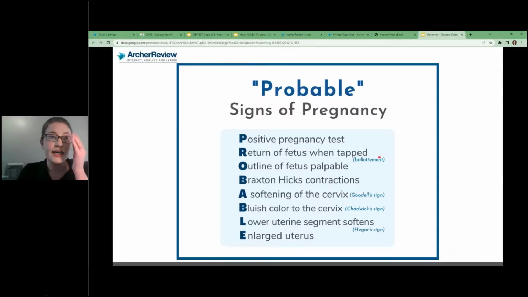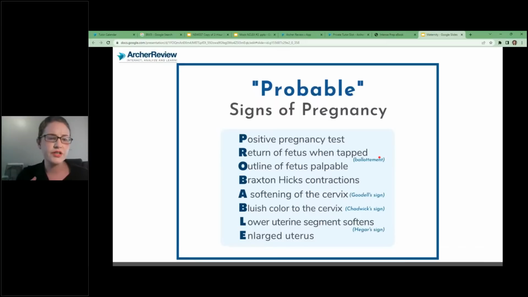The outline of the fetus palpable by the provider, that's probable. Braxton Hicks contractions are those false labor contractions. A softening of the cervix is known as Goodell sign, and that cervix, because of hormonal changes, actually starts to soften very early. As early as 4 weeks pregnant, you can feel that cervix getting soft.